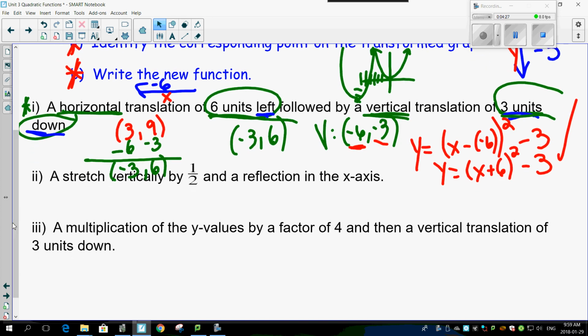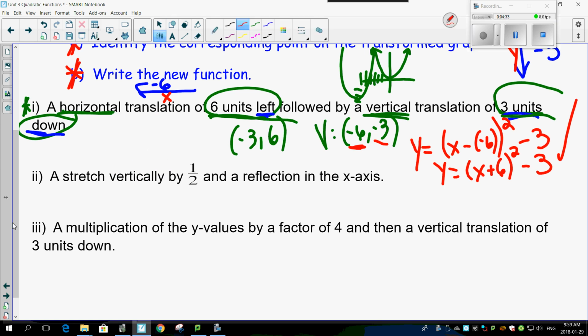Now, let's look at number 2. Okay, a little bit more complicated now, right? Okay, so here we go. Read through it. Notice how I'm reading through just about every question twice just to make sure I understand it. So it says a stretch vertically by a half and a reflection in the x-axis. Okay, wait a second. I'm stretching vertically, so I'm affecting the y coordinate, aren't I?